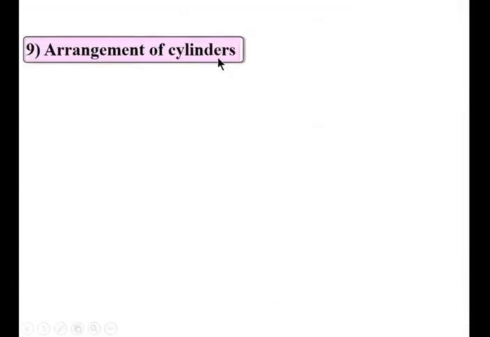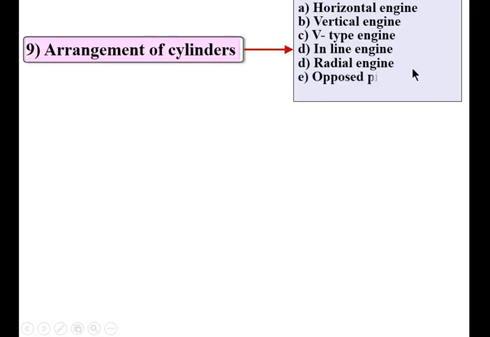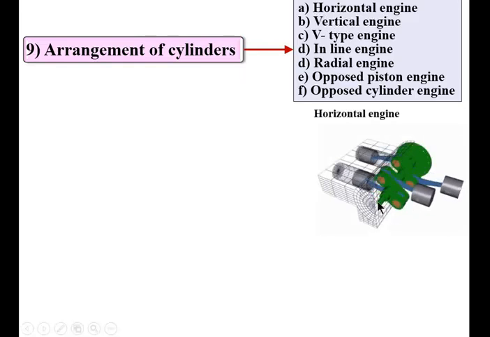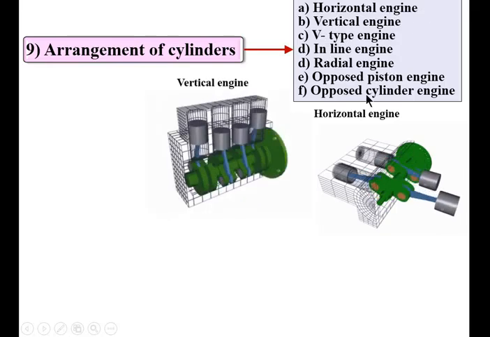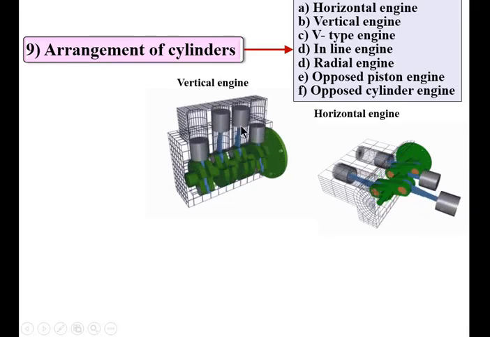Next, according to arrangement of cylinders: horizontal engine, vertical engine, V-type engine, inline engine, radial engine, opposed piston engine, opposed cylinder engine. So start from first, horizontal engine. Here you can see the piston cylinders are in horizontal position. That's why it is called the horizontal engine. Vertical engine, piston cylinders are in vertical position. That's why it is called the vertical engine.